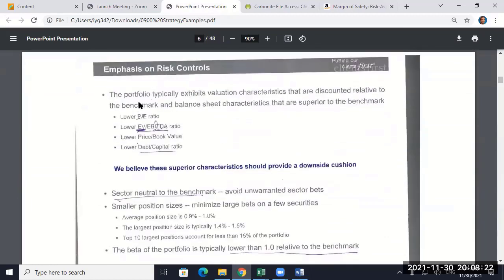Emphasis on risk controls. What are the risk controls? That's an easy one, isn't it? We want firms whose PE ratio is below average. How much work does that take? You could do that in Bloomberg, couldn't you? With their equity search, just give me firms whose PE ratio is below the average. Below average EV to EBITDA, that's easy. Lower price to book, low debt. That's pretty easy to do.